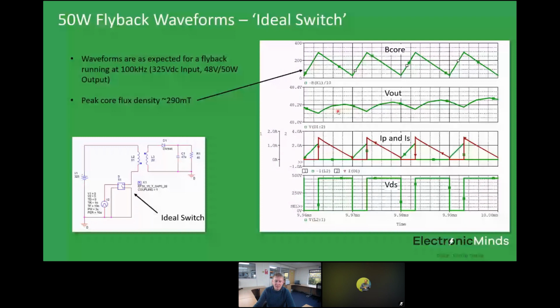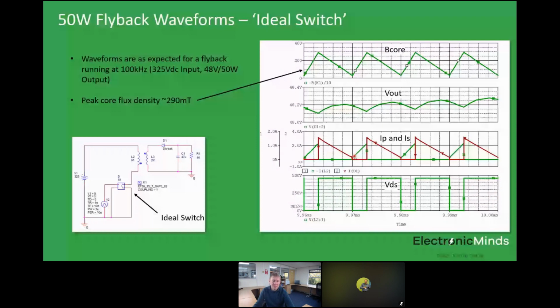The green trace here is the primary current, so it's a nice linear climbing current, climbing up to just over 1 amp on this graph here. And then the secondary side current, the current flowing through this diode, is the red, and that's this axis here. It's about 3 amps, and it comes back down. So you can see this is operating just in CCM operation.